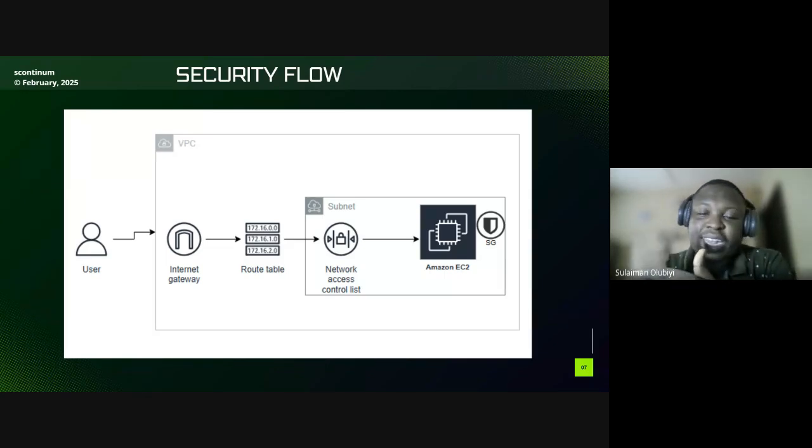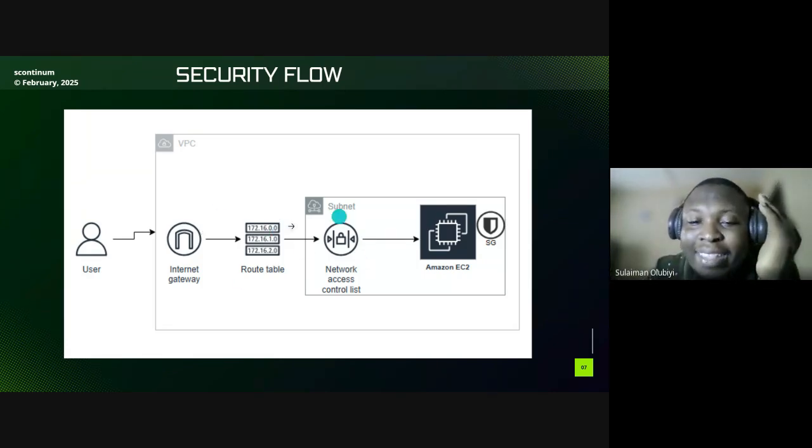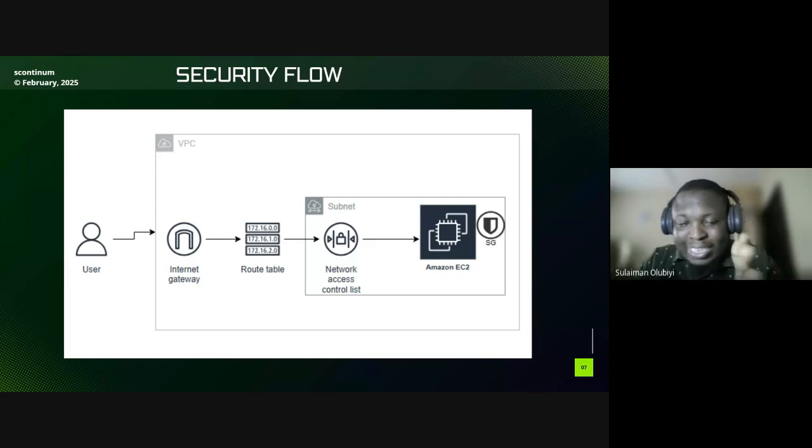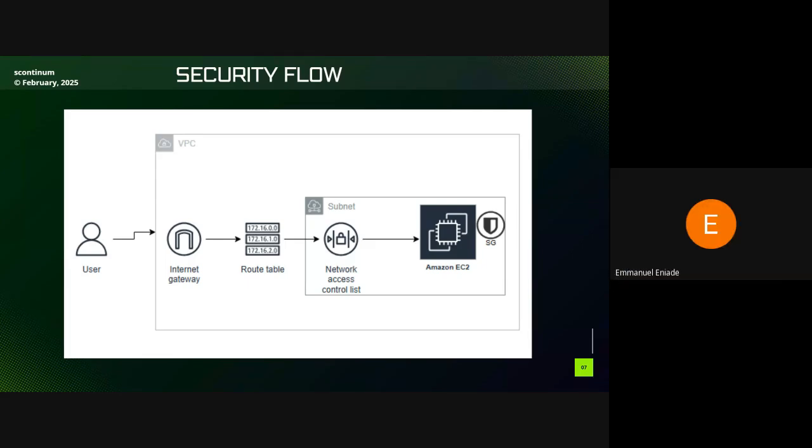That's network ACL. So it is stateless and it only works on subnet level. You attach your subnet to it. Maybe you want all your public subnets to have a particular public network access control list. You attach them to that control list. We're going to do that.